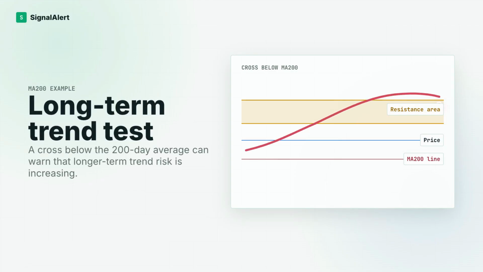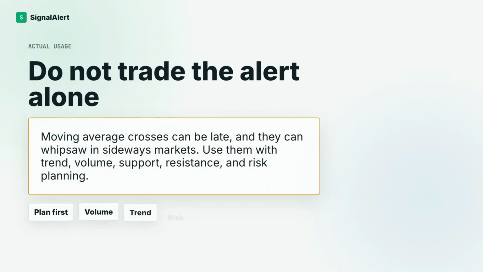Sometimes price dips below the 200-day average and quickly recovers. The common mistake is treating every cross like a clean trend change. In a sideways market, price can cross above and below a moving average many times. That is called whipsaw, and it can create noisy alerts. So use moving average crosses as a filter, not a full trading plan.